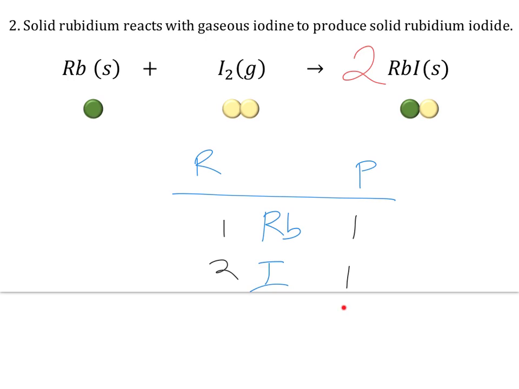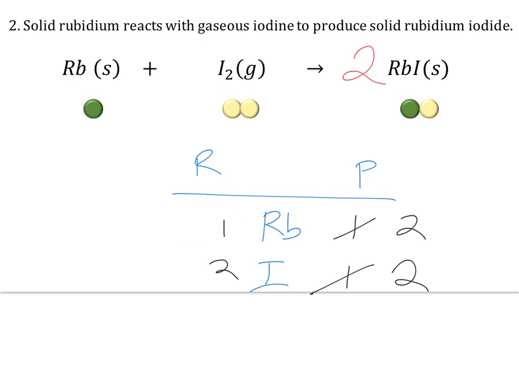So when we go back to our table, we need to make sure and change everything that's been affected by what we just did. So I did fix my iodine. I now have 2 of those. But I also adjusted that rubidium, so I need to change that one as well. So you'll notice when we did that, now my iodine are good, but now my rubidium are off. So I need to come back again.